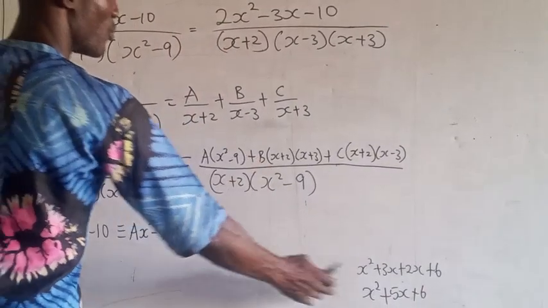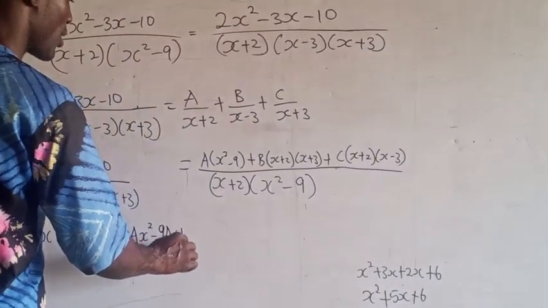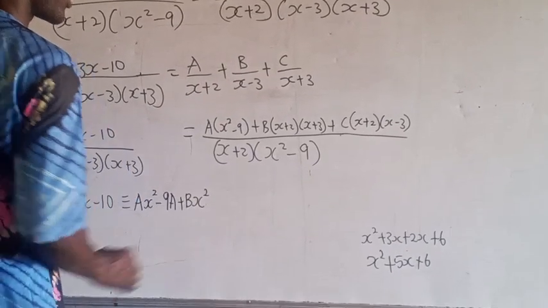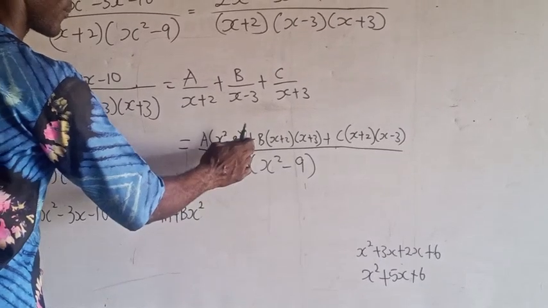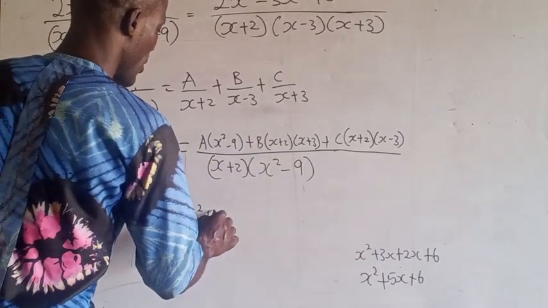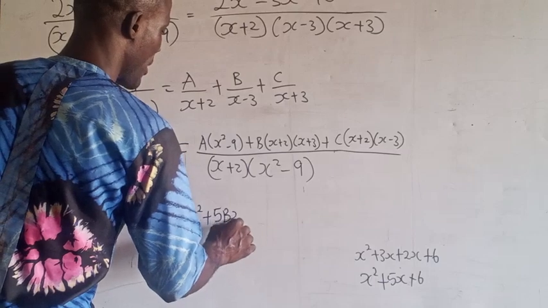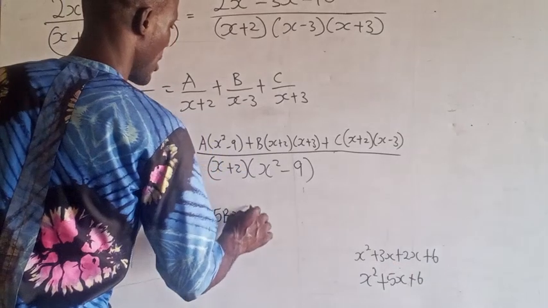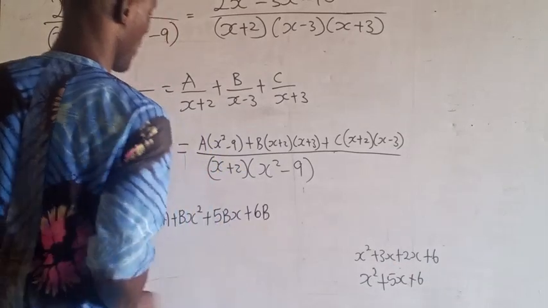Now use this B to multiply what we have here. That will give you plus bx squared, then plus b times plus 5x, plus 5bx, then plus b times plus 6, plus 6b.